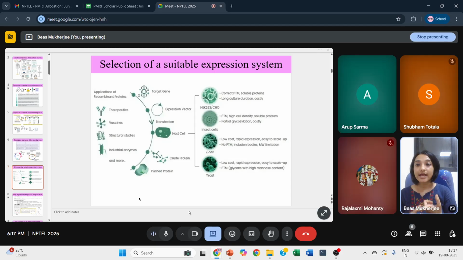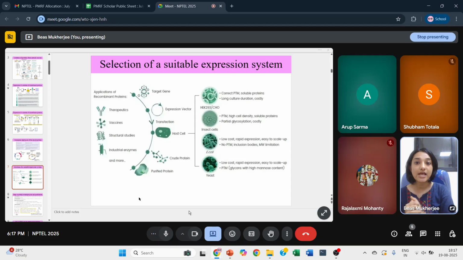For example, there can be mammalian cells, insect cells, E. coli cells or bacterial cells, and there can be other bacterial strains also, like for example Mycobacterium tuberculosis strain. Then there can be yeast. So there are different properties of these different host cells. For example, CHO cells and HEK293 cells are useful if you want to incorporate post-translational modifications. But then the culture duration is very long and it is very expensive. So there is advantage and disadvantage.